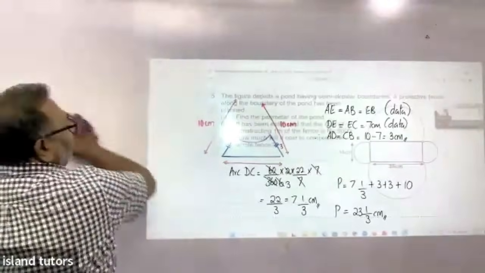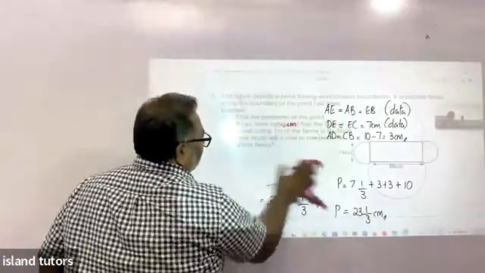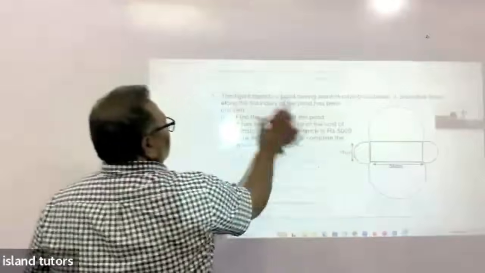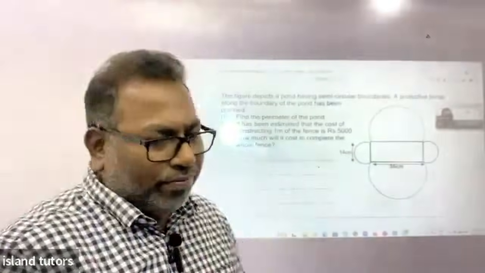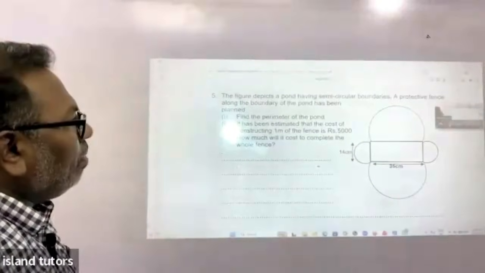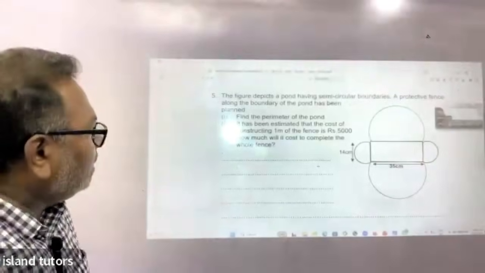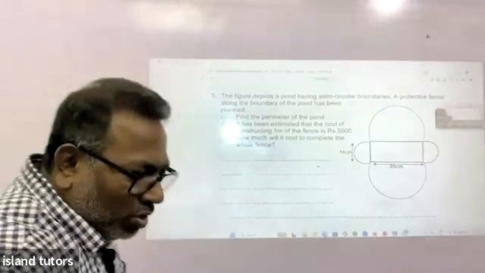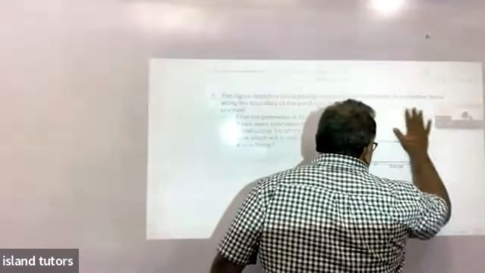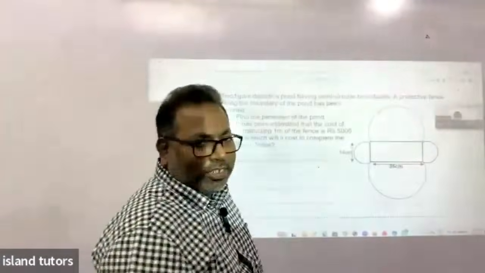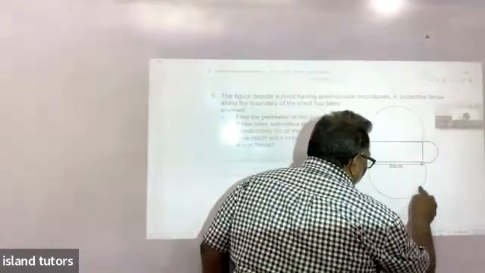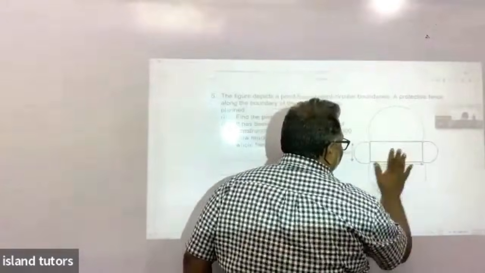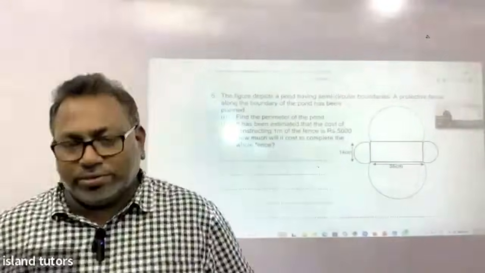Right. Lastly, question number 5. The figure depicts a pond having semicircular boundaries. A protective fence along the boundary of the pond has been planned. So this is your pond. Whole thing is your pond. It has got semicircular boundaries. One here, one here, one here, like this. Everything inside is your pond.